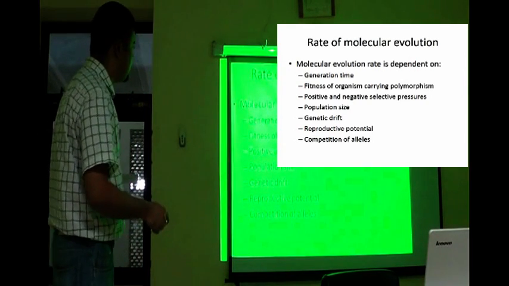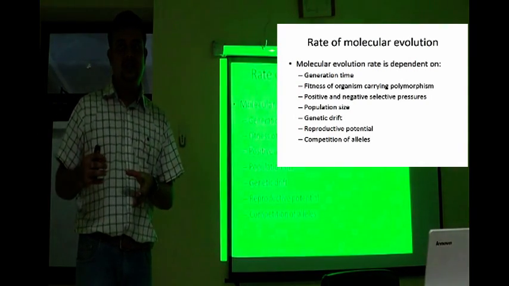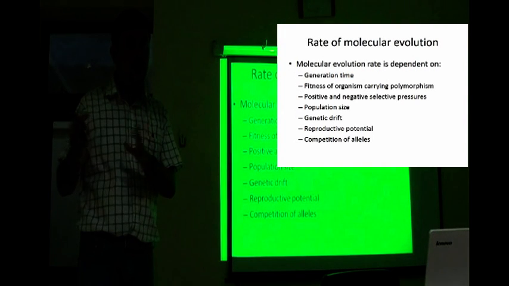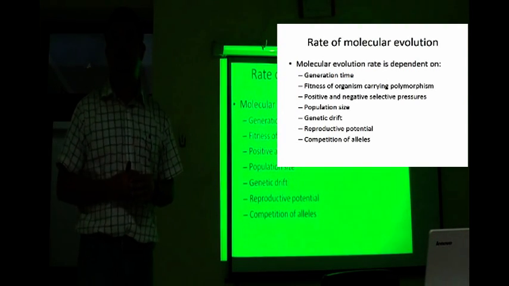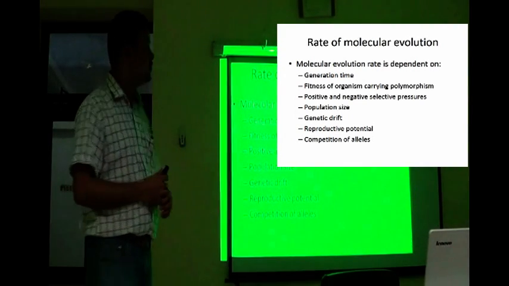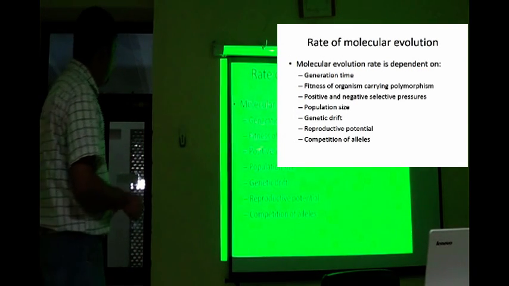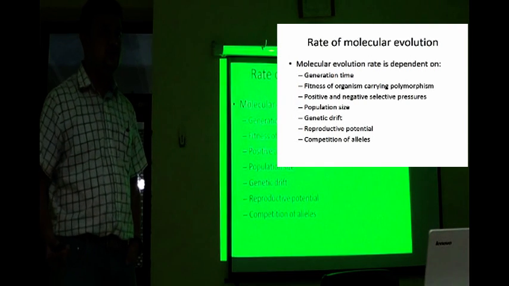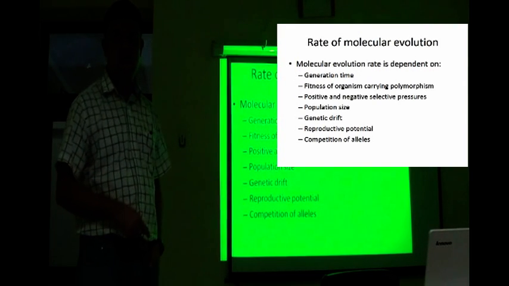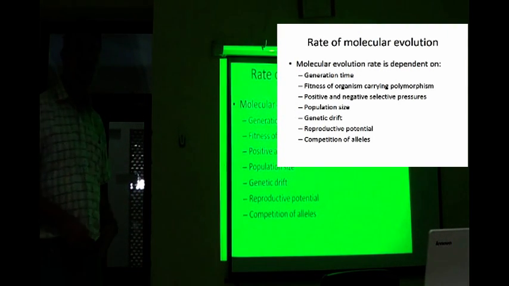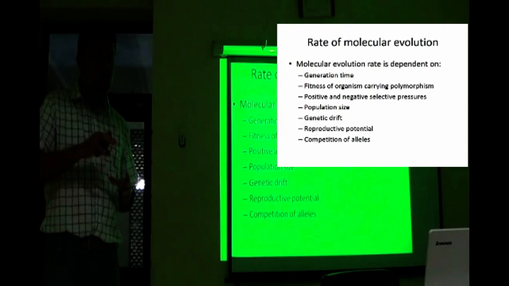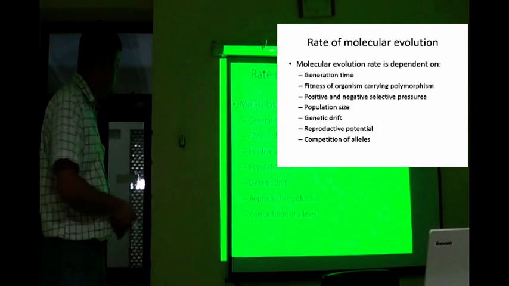Then fitness of organisms carrying polymorphism. Organisms can have polymorphism, but if they are fit in a particular environment, then that fitness confers an advantage to fix that particular polymorphism in the population. Okay, so that's very important. Fitness of the organism, so positive and negative selective pressures, which we are going to illustrate later: what positive or purifying selection is, and what negative selections are. Then population size matters a lot. If it is a small population, then the rate of molecular evolution could be quite high compared to a large population.